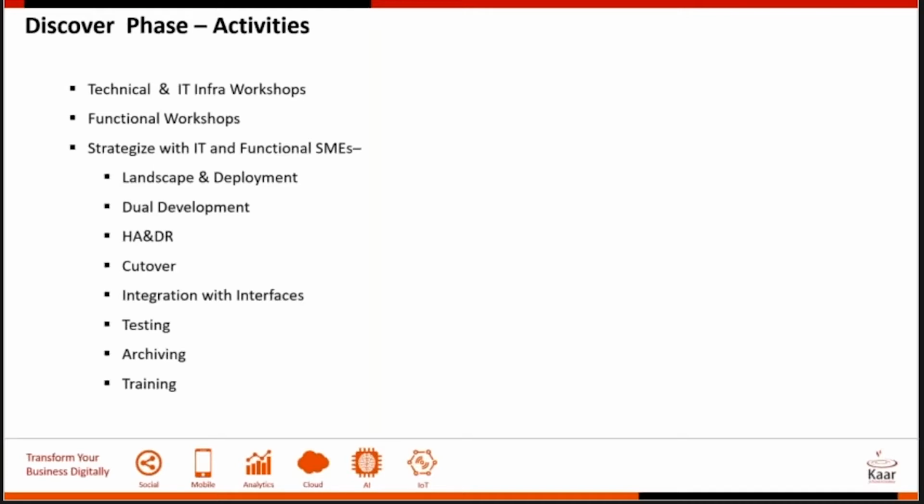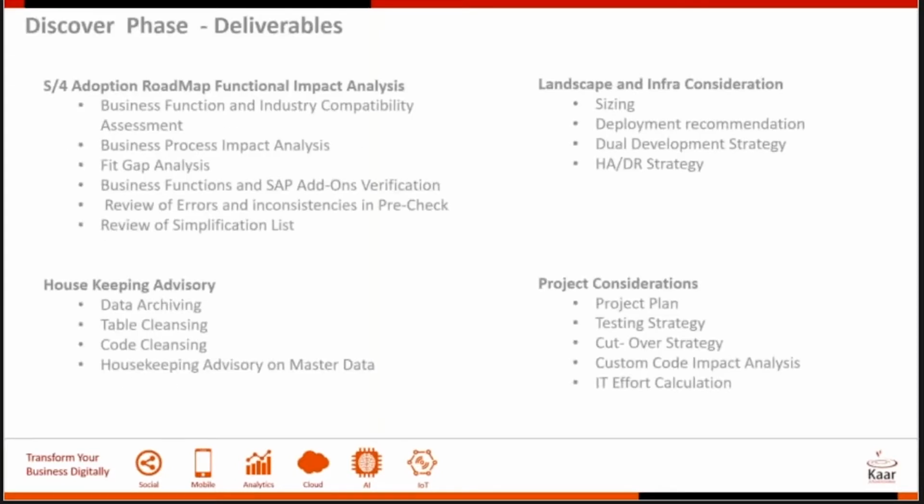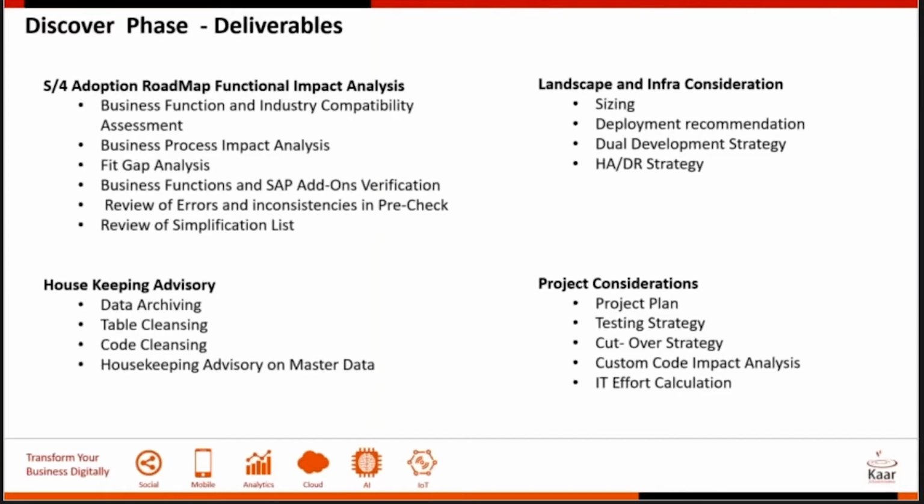So when we do these kinds of workshops, at the end of a discover phase, these are the possible deliverables that you should expect. One is you should know how compatible your system is when you run on S4. What is the business process impact? What is the fit gap analysis document, which tells you what is your current process here in ECC as against what is in S4? And then what are the business functions that you're currently using? And what are the add-ons? Are they still compatible when you go to S4?